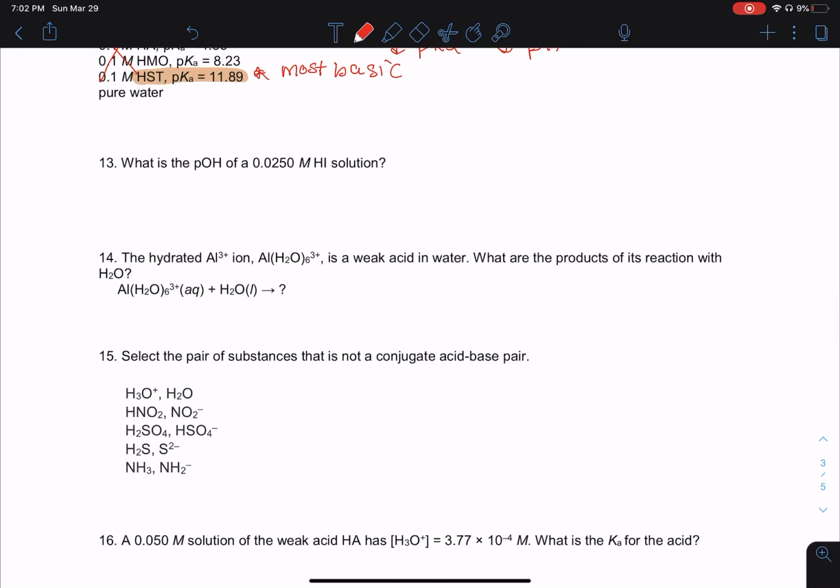Another question, what is the pOH of a 0.0250 molar HI solution? Okay, so one thing to keep in mind about strong acids, since HI is a strong acid, as we just talked about, it will only dissociate into H plus and I minus, correct? So H plus, in this case, is equal to the concentration.